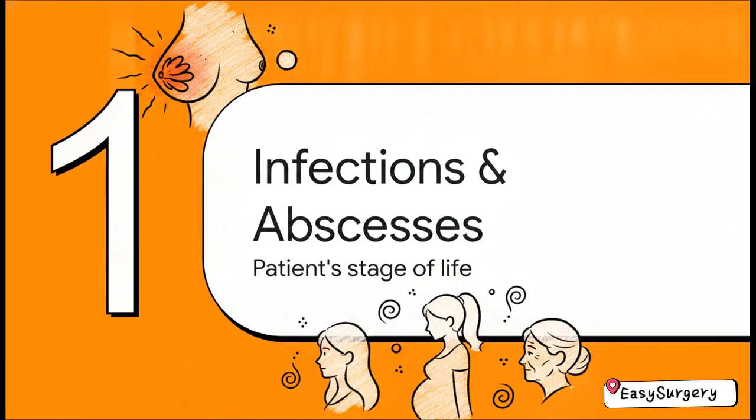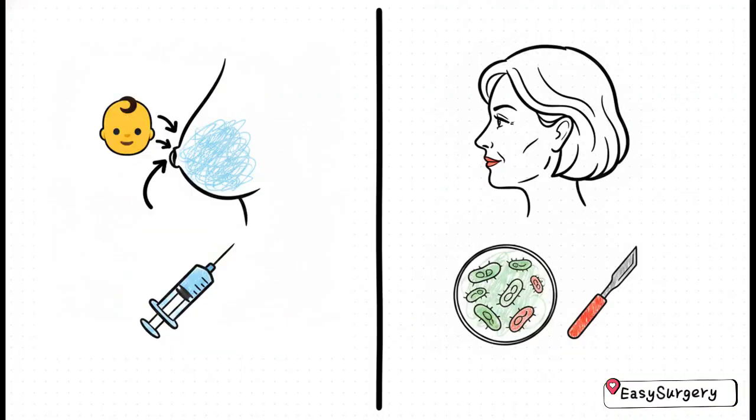How we manage these really comes down to the patient's stage of life. So, let's look at the big divide here. First, the lactational abscess. This is by far the most common, happening in lactating mothers. The usual culprit? Staphylococcus aureus. But you know what's wild? The actual source of that bacteria is the oropharynx, literally the mouth of the nursing baby.